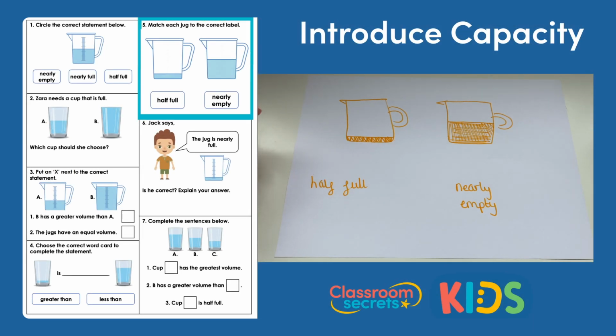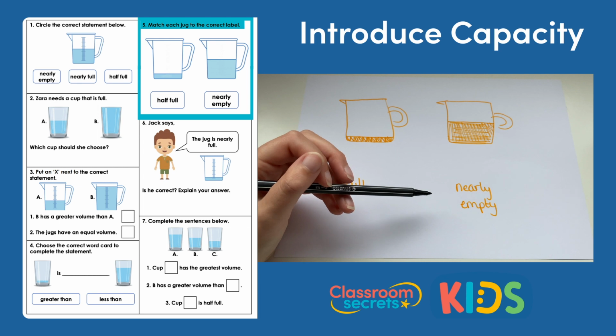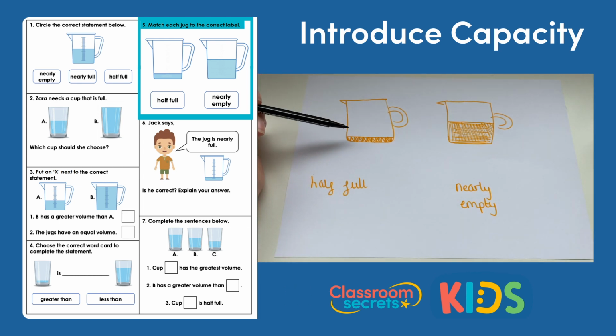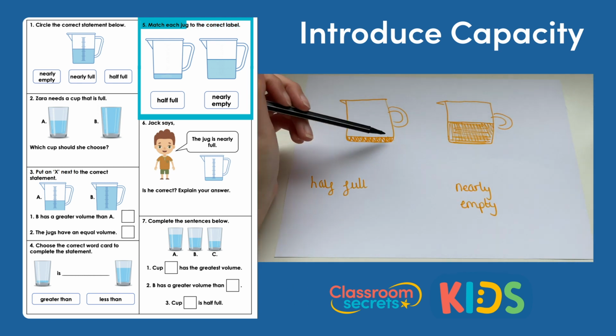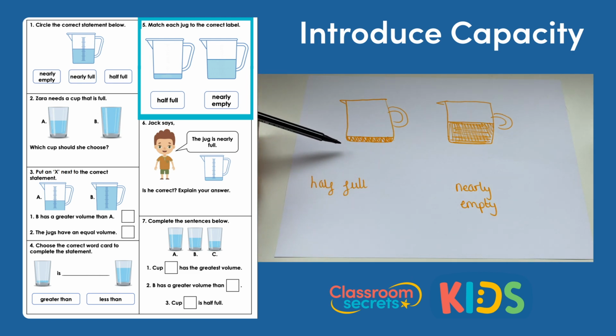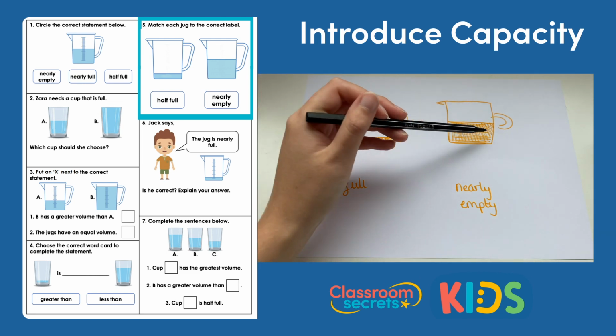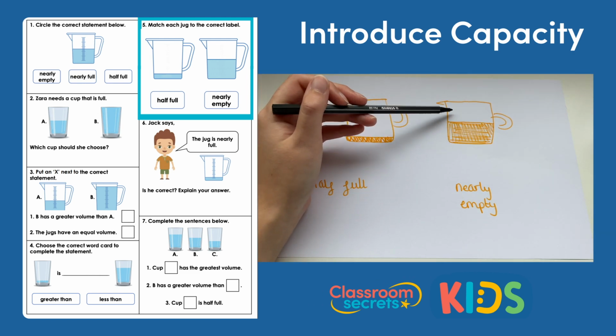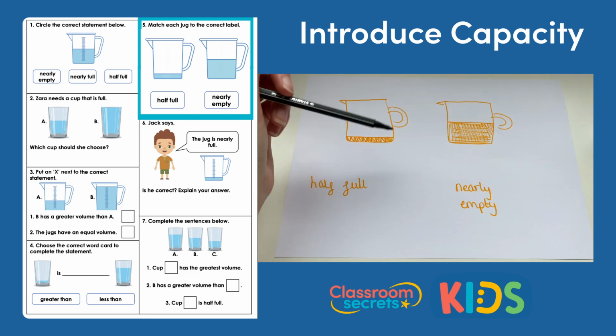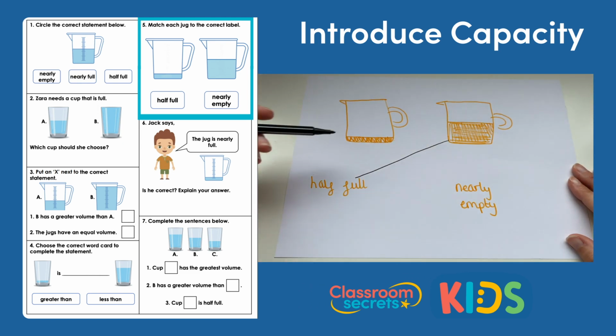Question 5. Match each jug to the correct label. So the labels are half full and nearly empty. And the first jug is nearly empty because there's hardly any liquid in it. The line is right down near the bottom. The second jug is half full because half of it is full and half of it is empty. So I'm going to match that one to half full and that one to nearly empty.